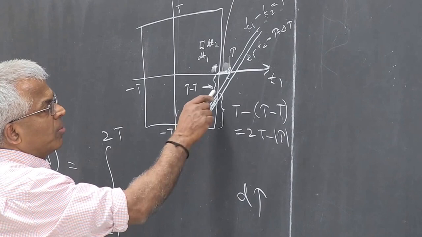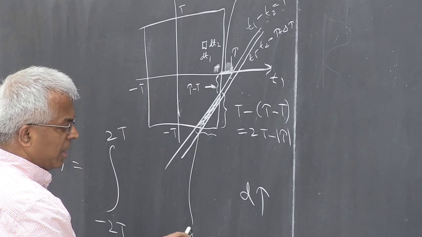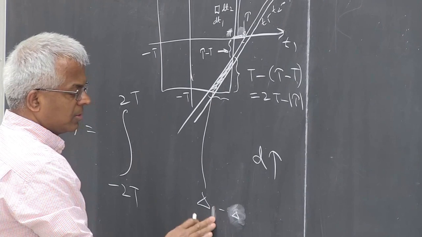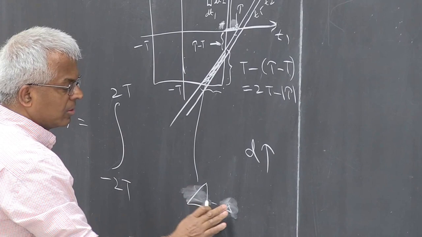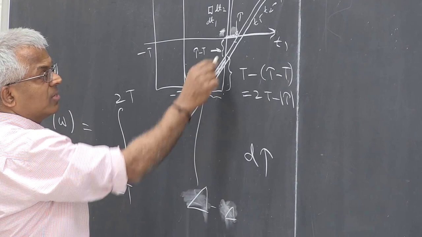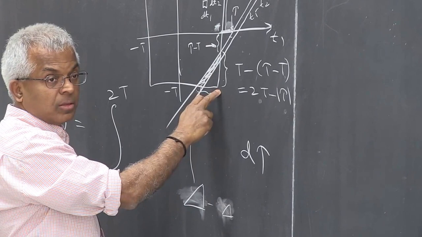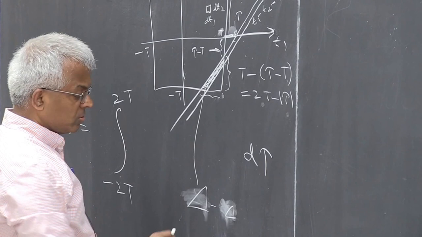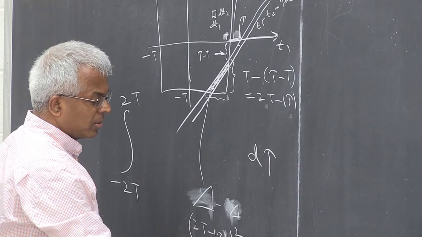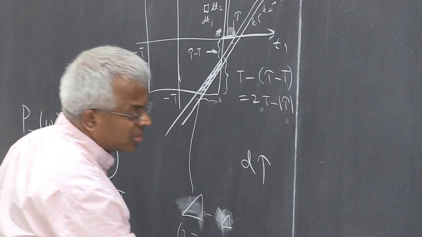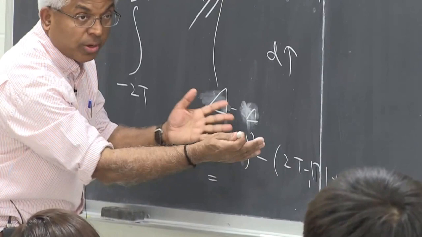So for the area, we have the big triangle minus the small triangle, right? You have one triangle which is like this, and another triangle which is like this. The area of this triangle is what? Remember, base and height are the same. So base multiplied by height by 2, right? So this is 2T minus tau the whole squared, minus 2T minus tau plus delta tau the whole squared, right?